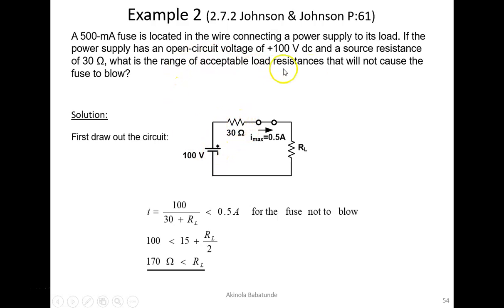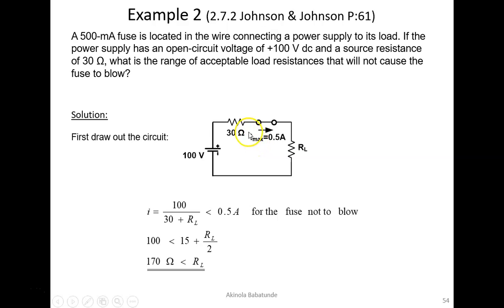What is the range of acceptable load resistance? You can see we have a load resistance whose value we do not know here, so we label that as RL. What is the range of acceptable load resistances that will not cause the fuse to blow? All right, so that simply means that from what they said, we have a 500 milliampere fuse, which is located in the wire connecting a power supply to its load. So the fuse is between the power supply and the load. This is the load, this is the power supply. So the fuse is somewhere in between here before the load.